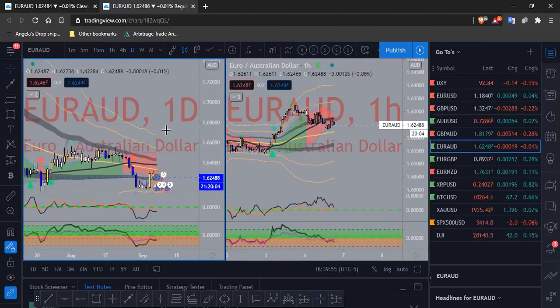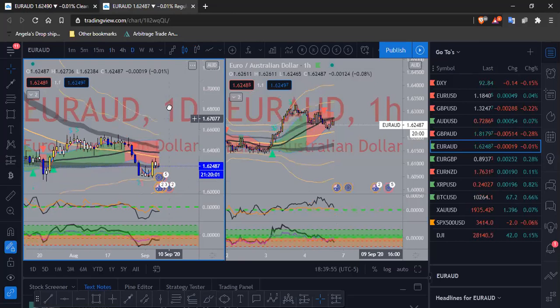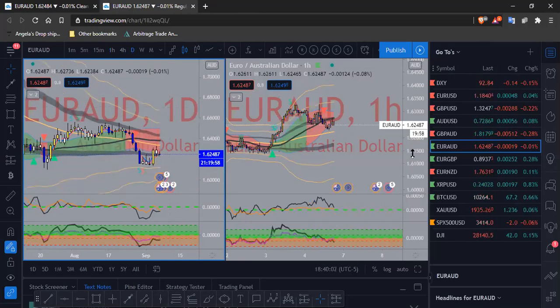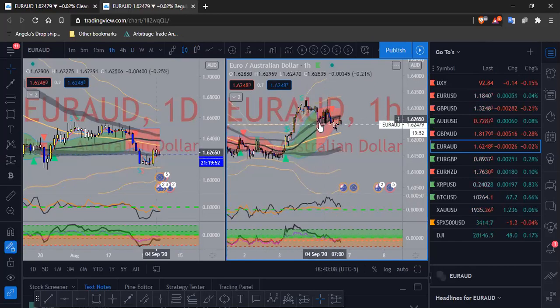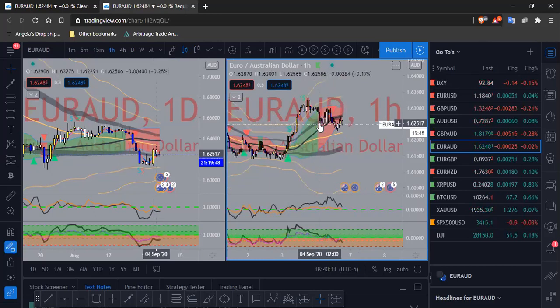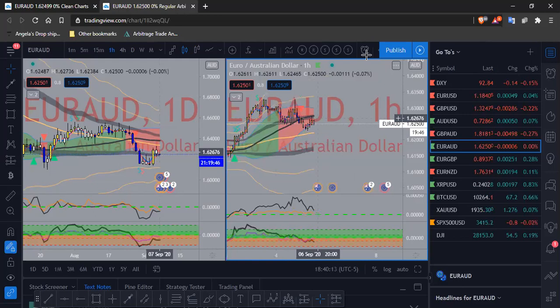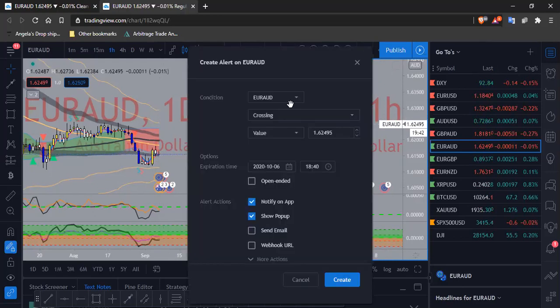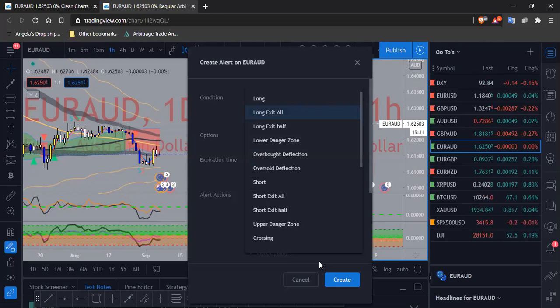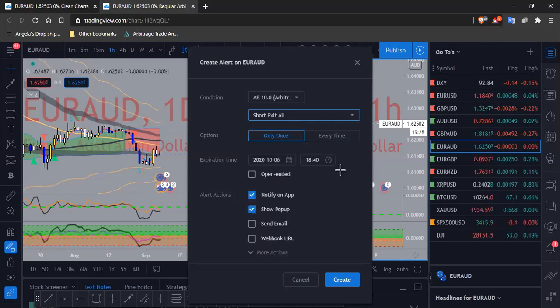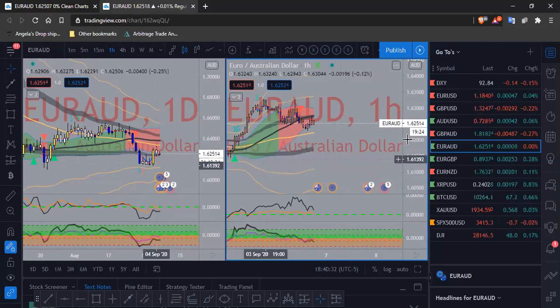I personally like the sell. So yeah, I do. I'm not even going to go against arbitrage. I would rather sell it than buy it. And if anything, I have the alert right here telling me to get out of the sell. But right now arbitrage is telling me on the 1 hour time frame, let's go short. And if you look at the daily time frame, oops, did not mean long exit all. Short exit all. There you go. So EURAUD, I like to sell on it right now.